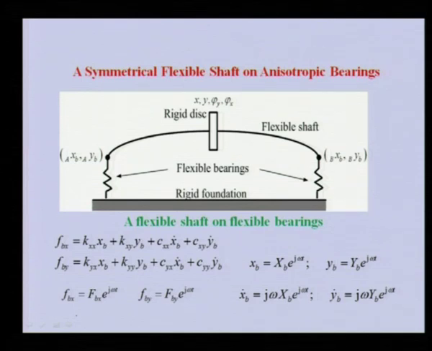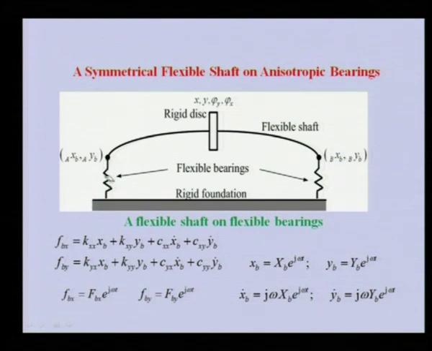In this case, you can see that there is a disc which is not necessarily at the center of this flexible shaft. If the disc is not at the middle, obviously we need 4 degrees of freedom to define its position: x, y, phi y and phi x. The two are translatory motions and the other two are the tilting of the disc. And this particular shaft at its ends is supported by flexible springs.